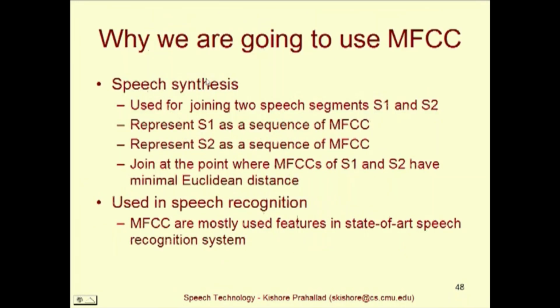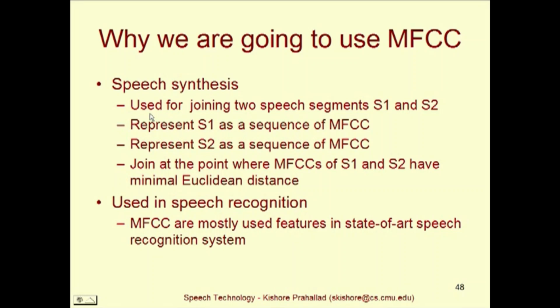Once you have these cepstral vectors, that means MFCCs, MEL frequency cepstral vectors, how are they useful to us? They are useful mainly in speech recognition, because MFCCs are the most used features in state-of-the-art speech recognition systems. They are also useful in speech synthesis.